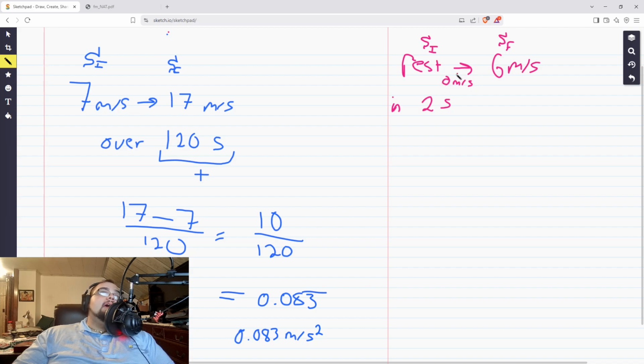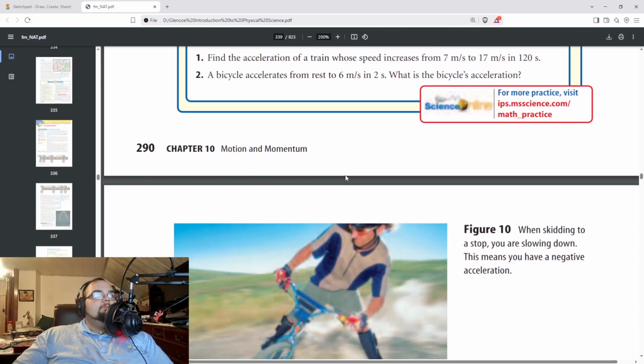So now that we have a number we could put in, we're going to do 6 minus 0 over 2. 6 minus 0 is 6 divided by 2. And we should be able to say what's half of 6. It's 3 meters per second squared. Don't forget your units at the end. I would love to see your units, okay?